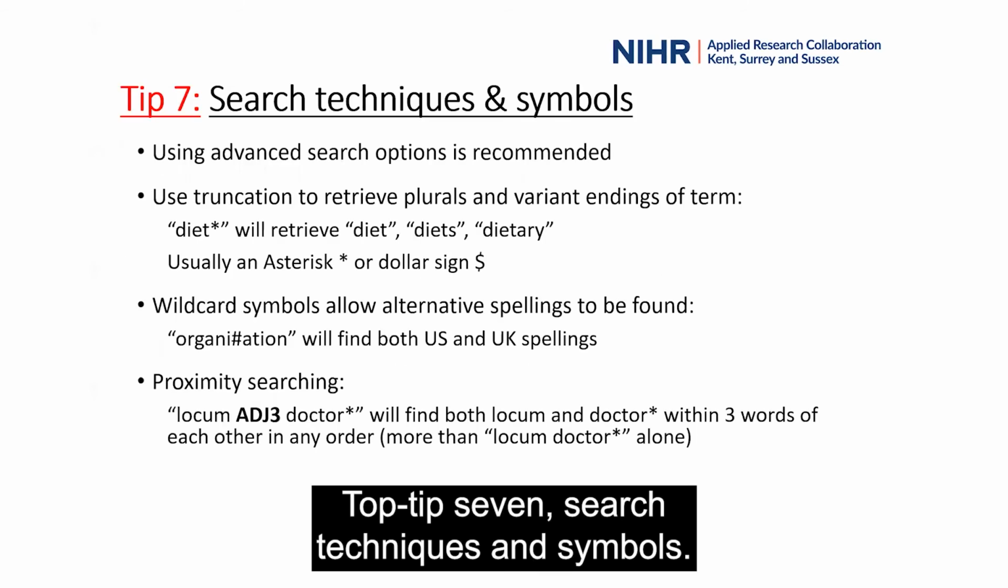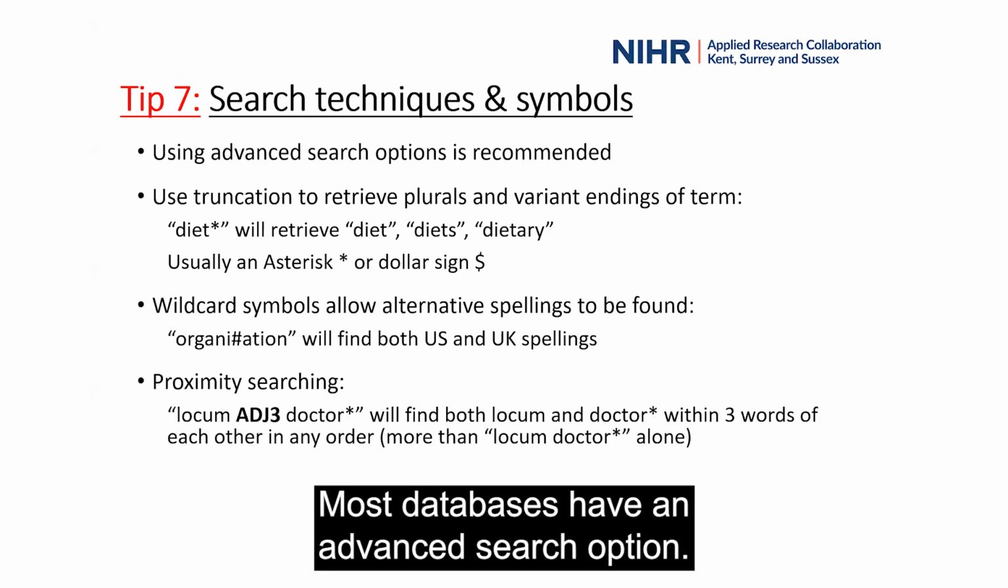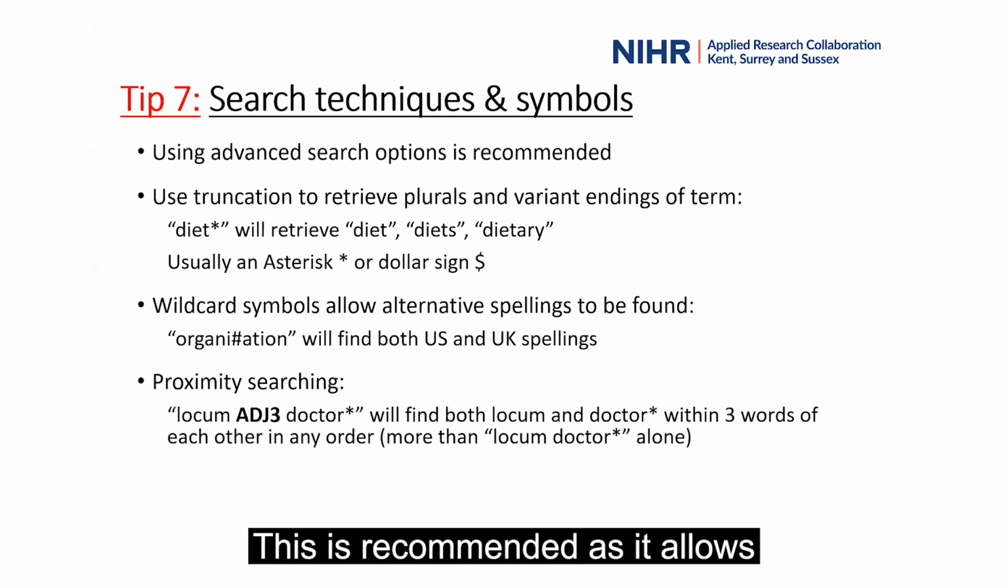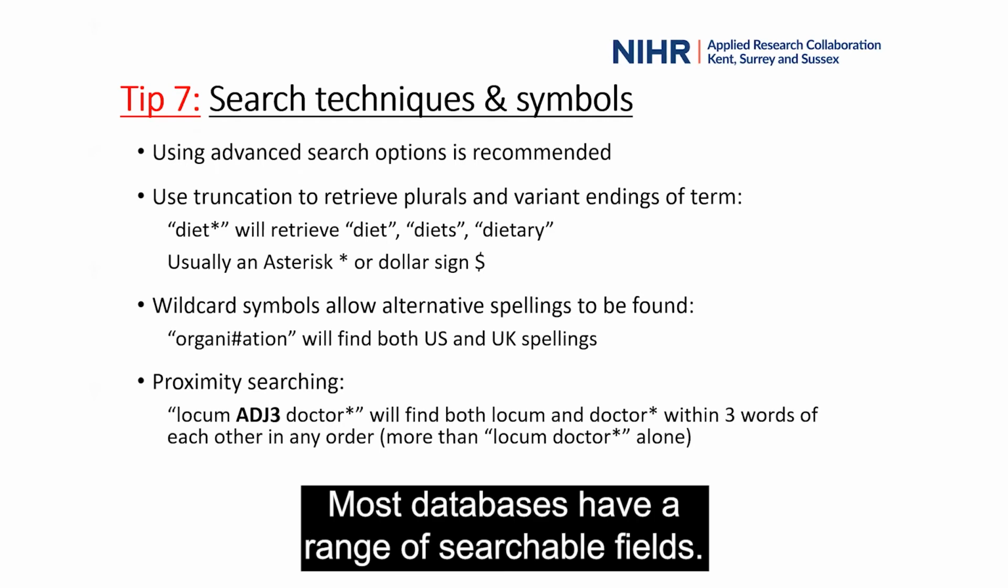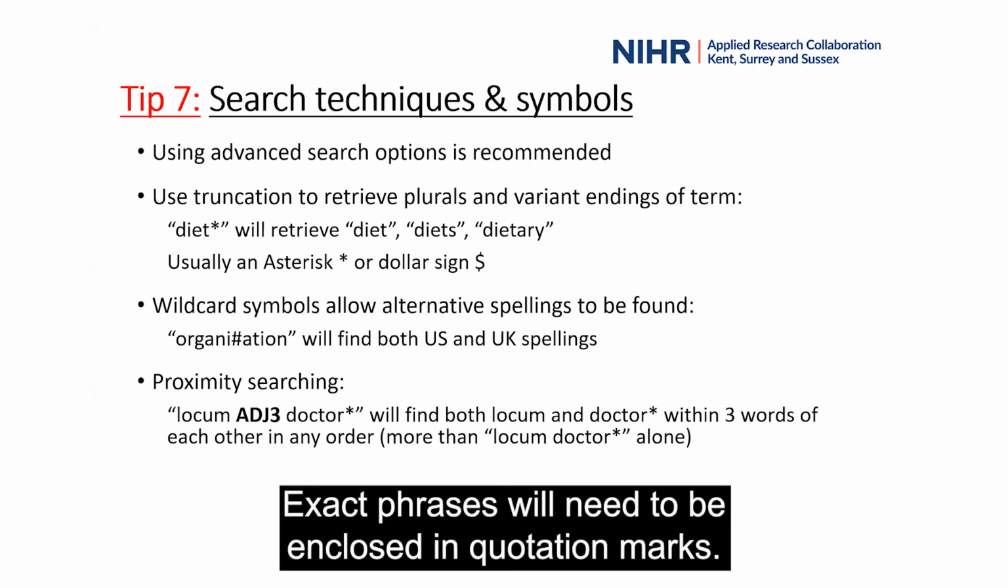Top tip 7, search techniques and symbols. Most databases have an advanced search option. This is recommended as it allows more detailed search combinations and will map terms to subject headings. Most databases have a range of searchable fields. Exact phrases will need to be enclosed in quotation marks.